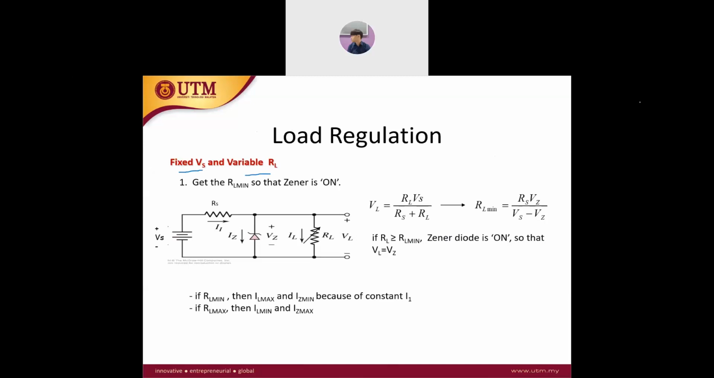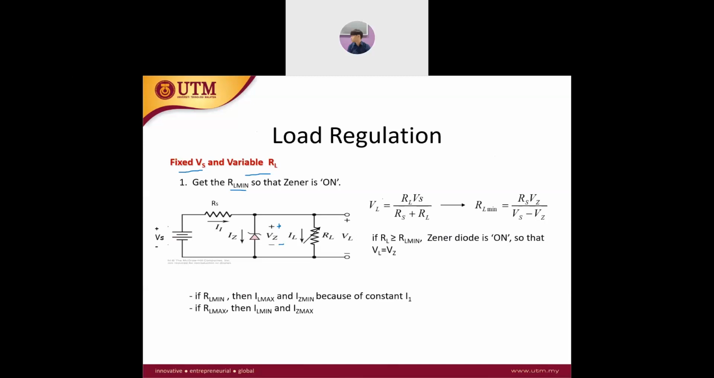If you see, we want to get the RL min so that the Zener diode is on. If the Zener diode is on, it is reverse biased, but because it is designed to operate in the breakdown region, we take this as positive polarity and this as negative polarity because of the operation. So what is the value of RL min so that our Zener diode can be on?